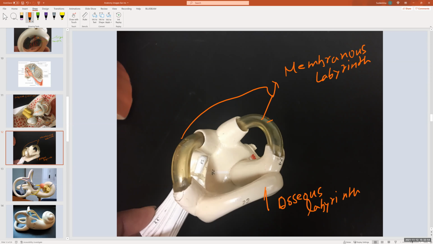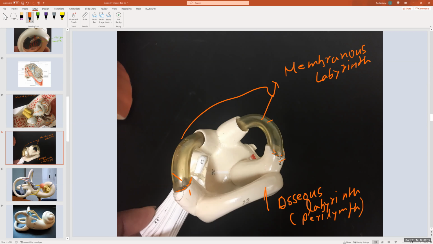Okay, so between this membranous labyrinth and osseous labyrinth, like this space here, this is filled with a fluid. That fluid is known as perilymph. So if you are peeling away the osseous layer, there will be a small quantity of perilymph.